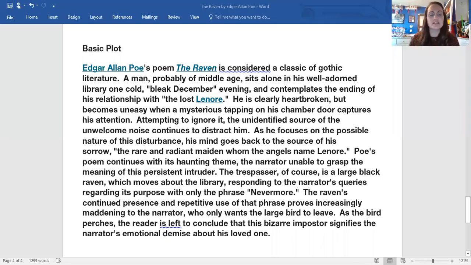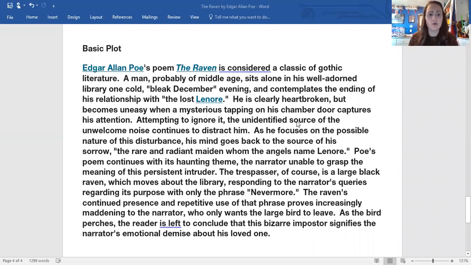And hopefully you can see this. So Edgar Allan Poe's poem, The Raven, is considered a classic of Gothic literature. A man, probably of middle age, sits alone in his well-adorned library one cold, bleak December evening and contemplates the ending of his relationship with the lost Lenore. So this is setting up the exposition of the story. We have a setting, which is here in December in his home. We have the main character, the unnamed narrator, and he is stressing about the fact that the love of his life, Lenore, has passed away.